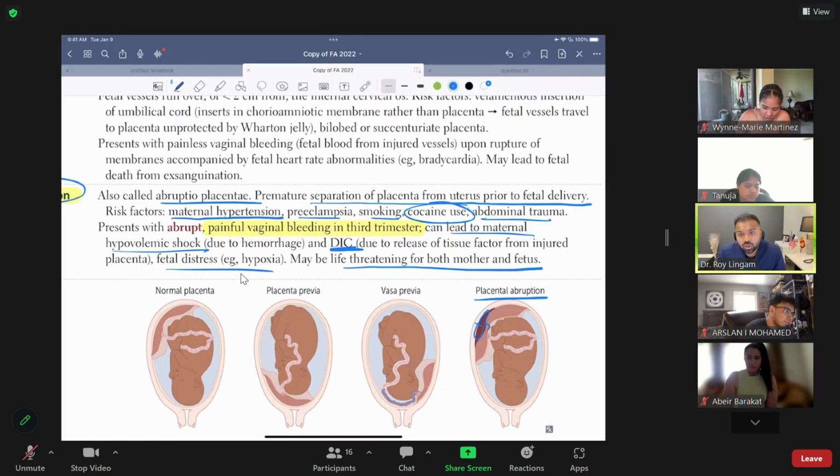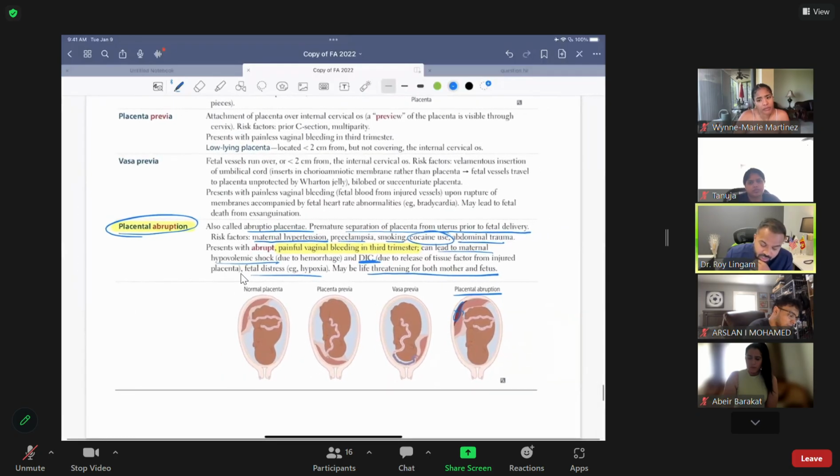What's the treatment? Go back, super glue and stick it back? No, we don't. So what do we do? The baby has to come out. We have to do it. There's no choice. And most of the time they are premature. Those babies get to stay in the hospital for a month or two before they can be discharged. So that's placental abruption. Is everybody clear, folks?